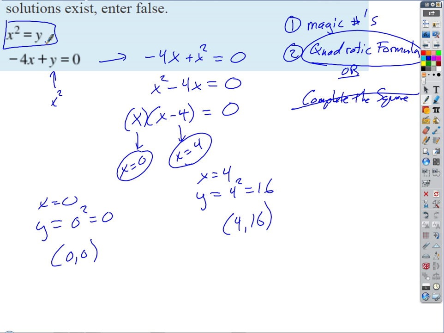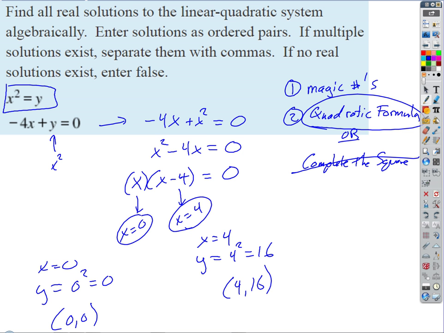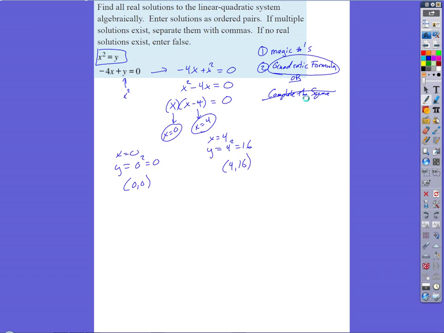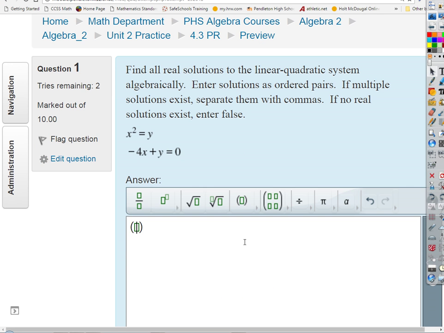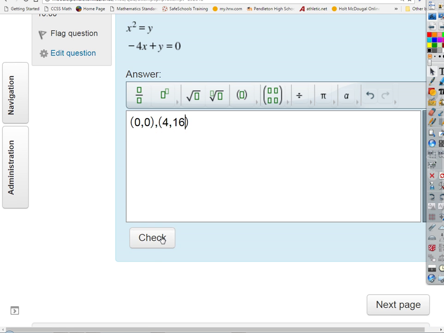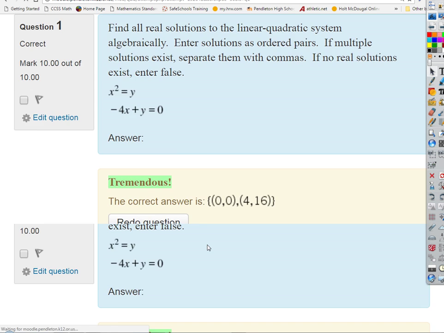And so I'd have to enter both of those points. And what's it tell me to do? It wants me to, if multiple solutions exist, separate them with commas. So I've got two separate solutions, (0, 0) and (4, 16). And so we would just enter it like this, (0, 0), comma, (4, 16), in either order, it doesn't matter. Okay?